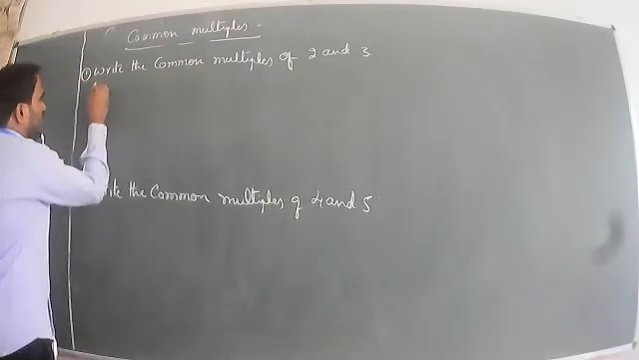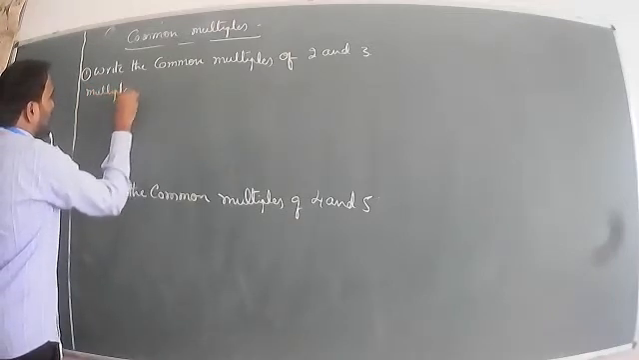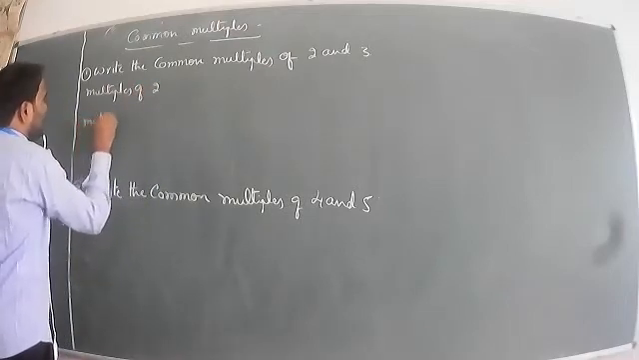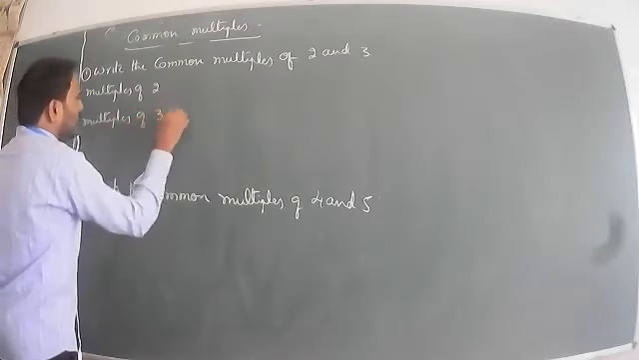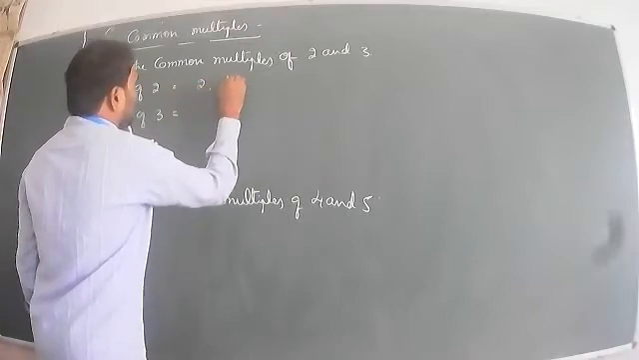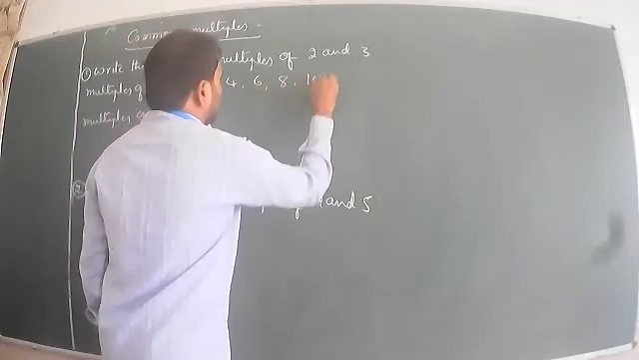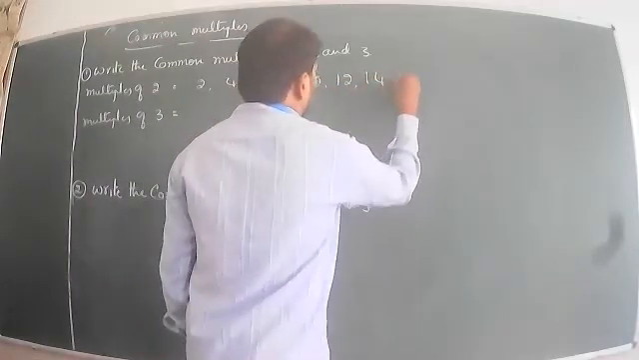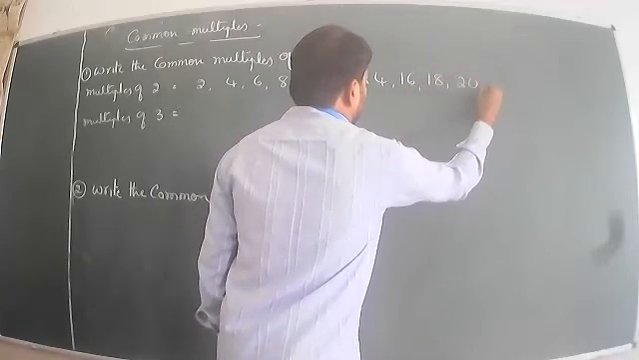So now we should write multiples of 2 and multiples of 3. Write the multiples up to 10. Okay, 2 ones are 2, 2 twos are 4, 2 threes are 6, 2 fours are 8, 2 fives are 10, 2 sixes are 12, 2 sevens are 14, 2 eights are 16, 2 nines are 18, 2 tens are 20. It is enough.